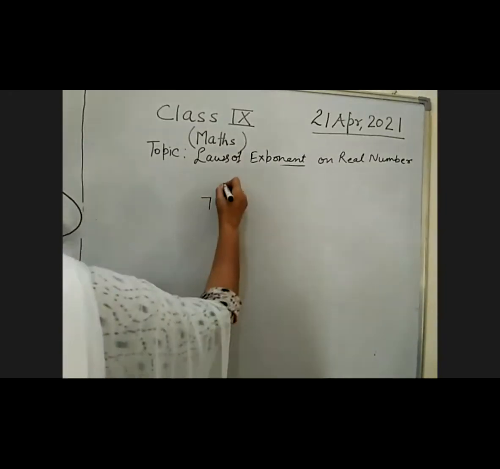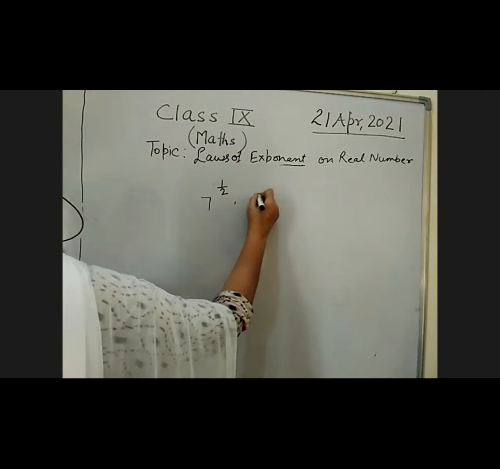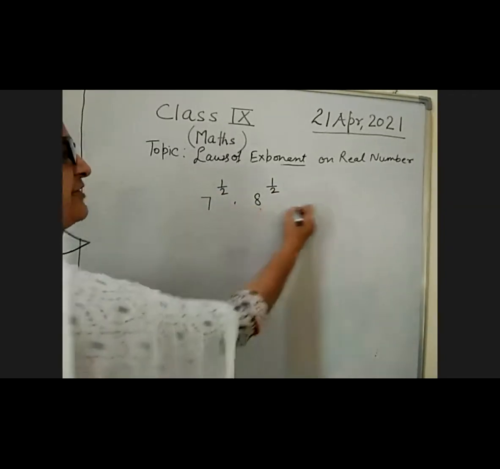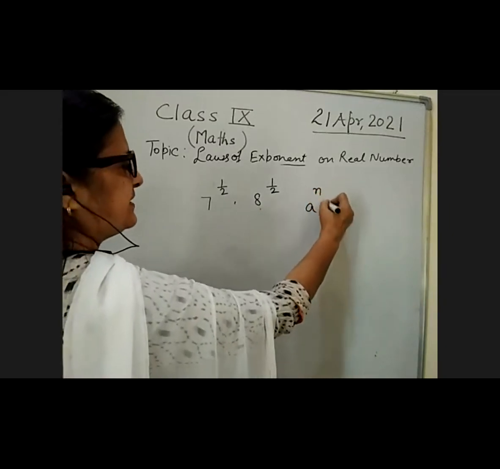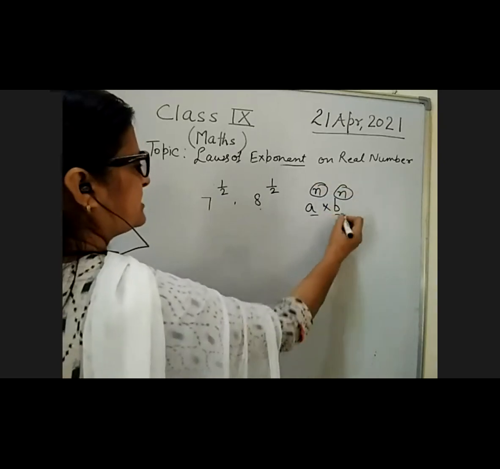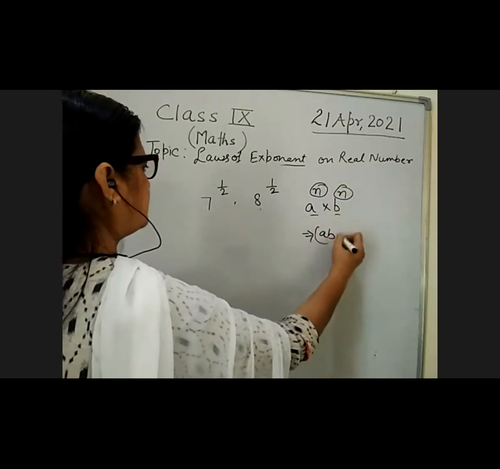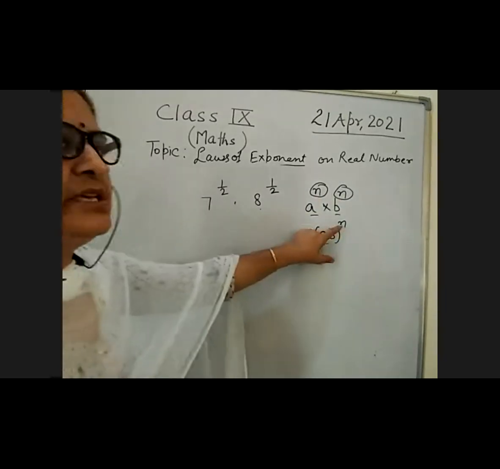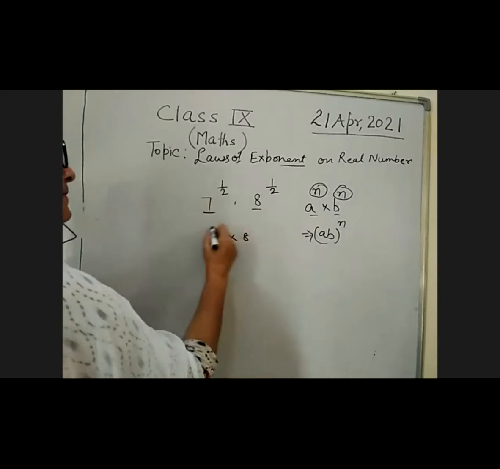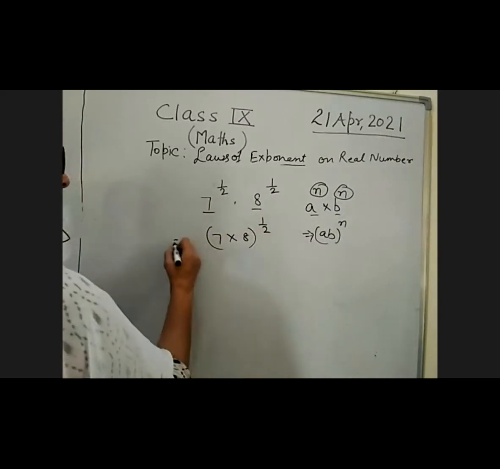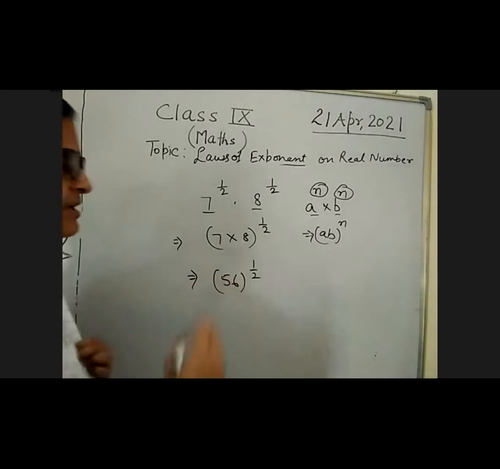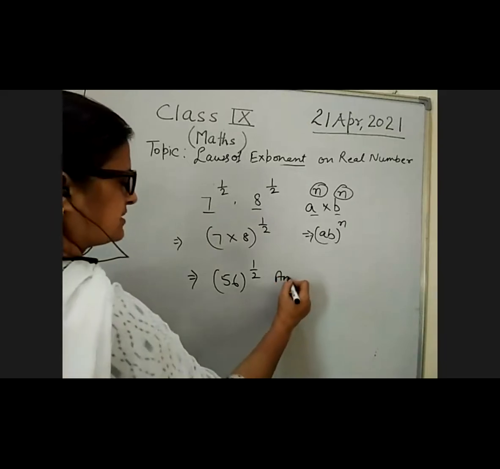7 raised to the power 1 upon 2 into 8 raised to the power 1 upon 2. Now your base is different. When your power is same and base are different, then the bases are multiplied together and power remains the same. So you will multiply the base and power remains the same. Then your answer is 56 raised to the power half. So this is your answer.